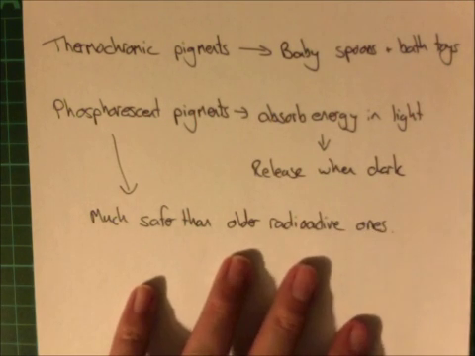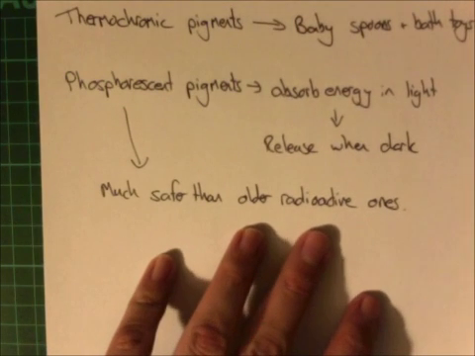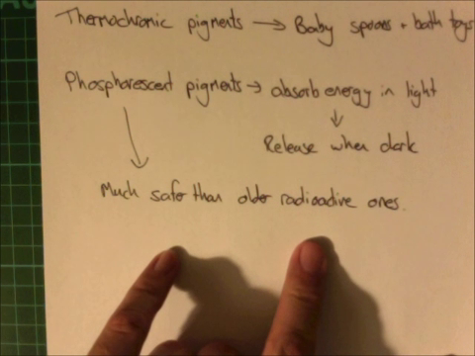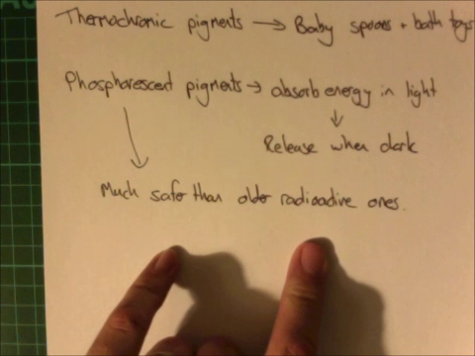These are much safer than previous versions. If you had glow in the dark clocks a long time ago, they had radioactive elements in the dial that would emit the light, and they were a lot more dangerous, so they're not used anymore.